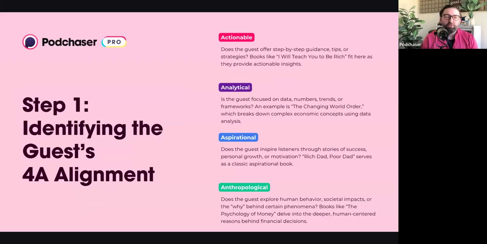Looks like I Will Teach You to Be Rich. Is the guest focused on data, numbers, trends? It's going to be analytical. Aspirational is the guest wants to inspire listeners through stories of success, rags to riches, zero to hero, these types of things. And then anthropological, does the guest explore human behavior, societal impact, the why behind certain phenomena? These are all going to be filters that you're going to want to run your client's content through.